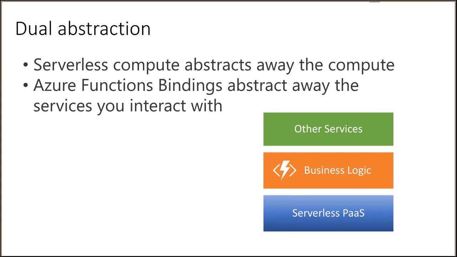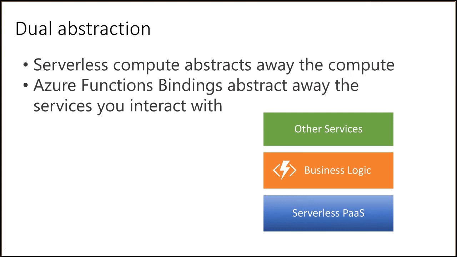So we're going to skip that demo and move down towards just some final pieces here. So, dual abstraction. Serverless compute abstracts away the compute. It also helps you abstract away the services you interact with. So you get to have your function focused on business logic. You get to rely upon that compute, abstracting away the scalability, things along those lines. And then because of the richness of the functions framework, we'll also abstract away the services you're talking to there.